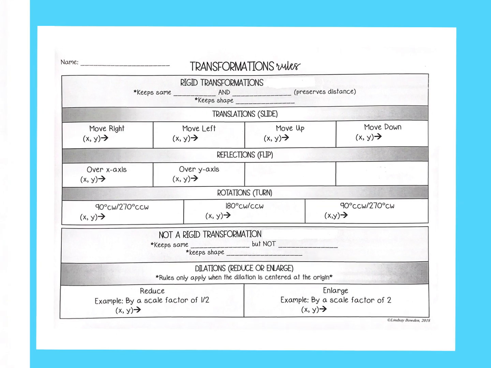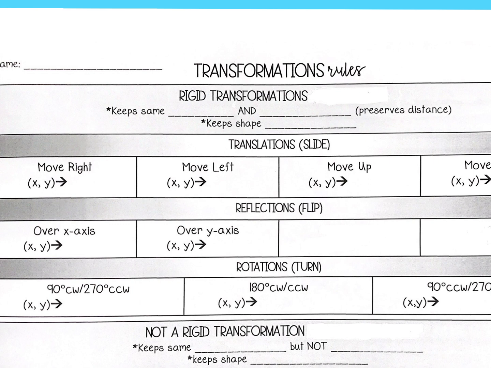Rigid transformations, which we also can call congruent transformations, keep the same shape and size. It keeps the shape congruent. These include translations, reflections, and rotations. We're going to do some examples.